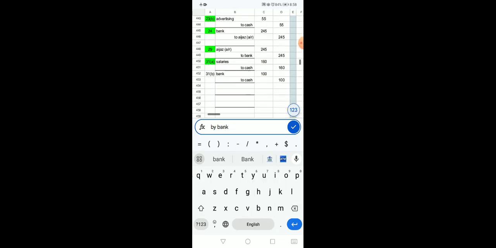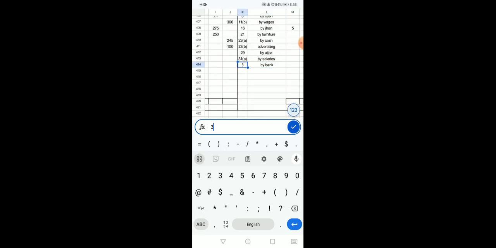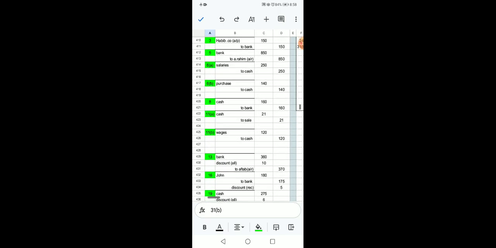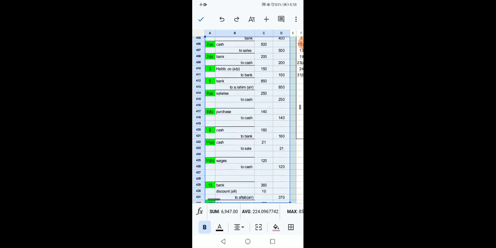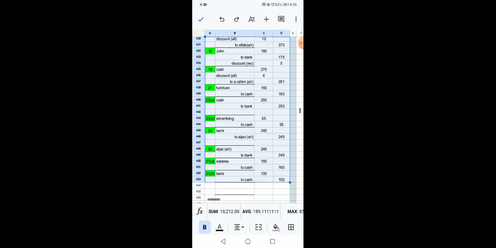And now its date is 31B. After putting 31B, we have posted all the entries present in the journal. So mark 31B as completed. You can see that we have started from here, 1A, step by step. Look at the green signals. All of the journal entries are now posted in the cash book. With that, posting has been completed.